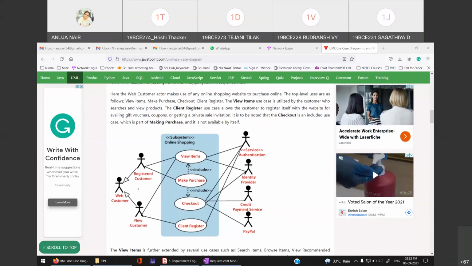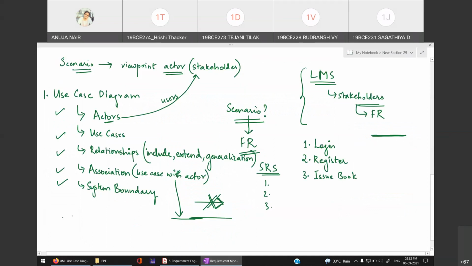Janil, this is not an arrow. This is generalization, which I have not talked about yet. The arrow is different. This arrow is different, and this arrow is different. This is a generalization relationship, which I have not talked about till now.